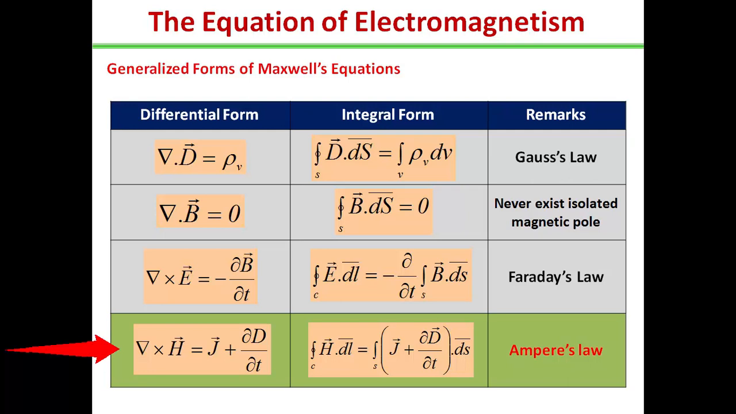So in the differential form, Maxwell's fourth equation is written as del cross H is equal to J plus del D by del t, where J is the conduction current and del D by del t is the displacement current. Del D by del t is the extra term added by Maxwell into Ampere's law, whereas in the integral form it is written as closed integral H dot dl over contour C is equal to surface integral of J plus del D by del t dot dS.